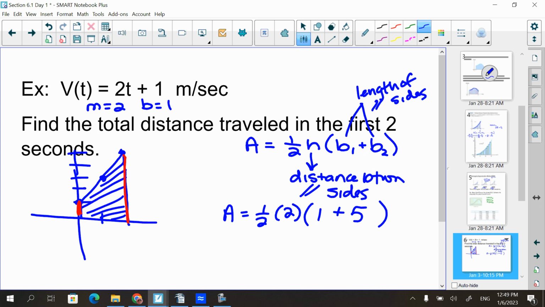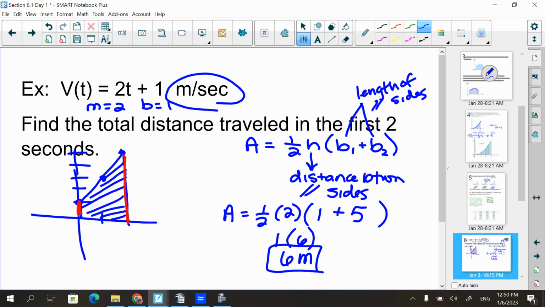Not at all. Okay, so half of two is one. One plus five is six. One times six is six. And then six what? This is the total distance traveled. Meters, right. Again, look back through your problem. It's hiding there somewhere, usually.